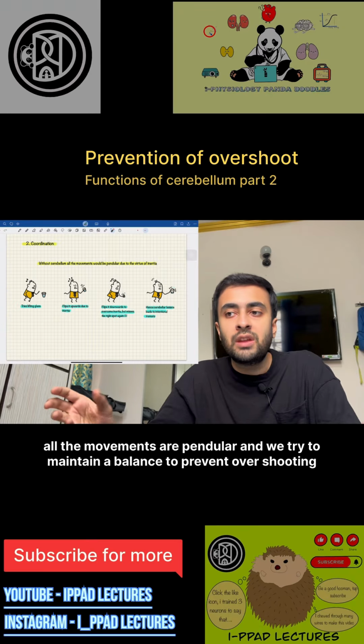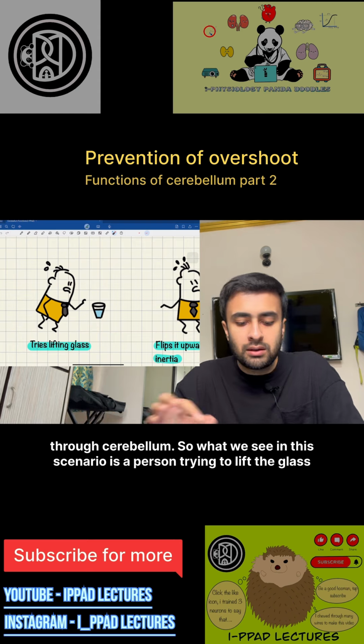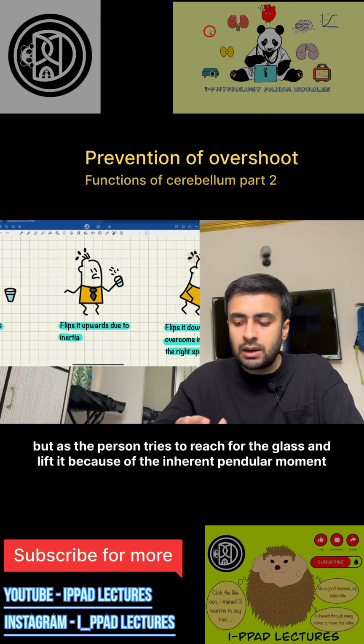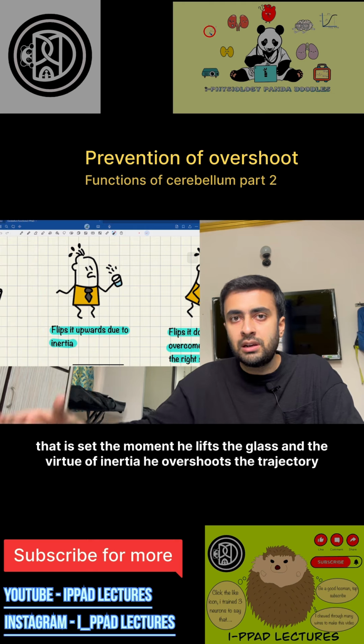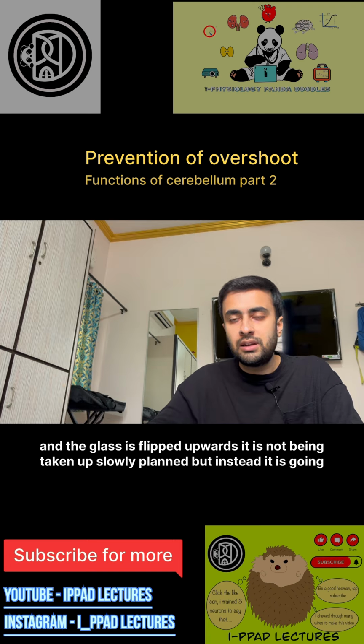All the movements are pendular and we try to maintain a balance to prevent overshooting through the cerebellum. So what we see in this scenario is a person trying to lift a glass. But as the person tries to reach for the glass and lift it, because of the inherent pendular movement that is set the moment he lifts the glass and by virtue of inertia, he overshoots the trajectory and the glass is flipped upwards. It is not being taken up slowly, planned, but instead it is going upwards.